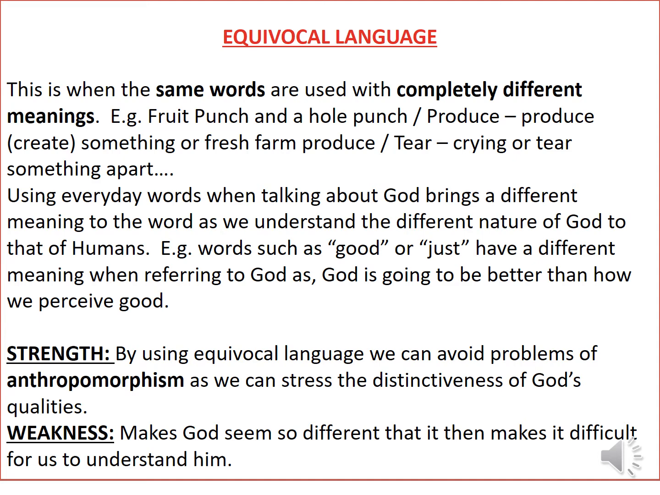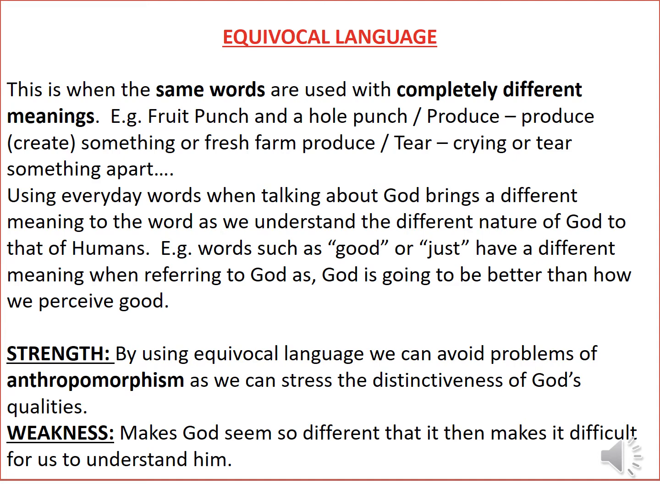So, some strengths here. By using equivocal language, we can avoid problems of anthropomorphism, because we can say that the word good has two different meanings. We can say it has a humanistic meaning, i.e. the book was good, but then it also has a God level meaning. So we can say that this word good has an equivocal meaning depending on who we are attributing it to.